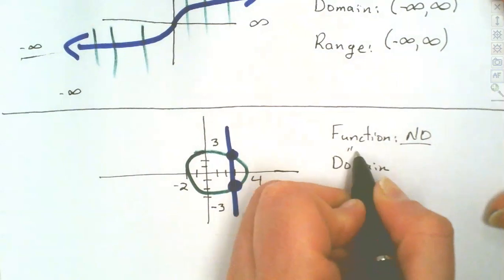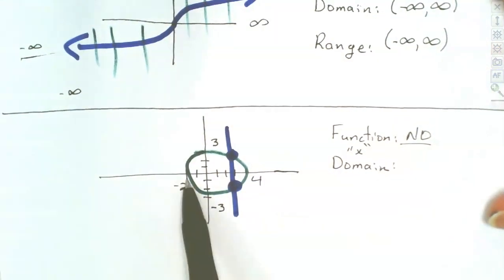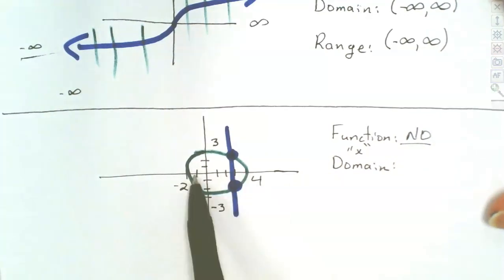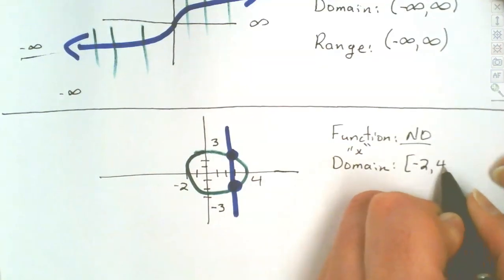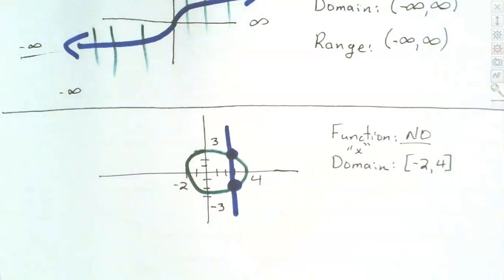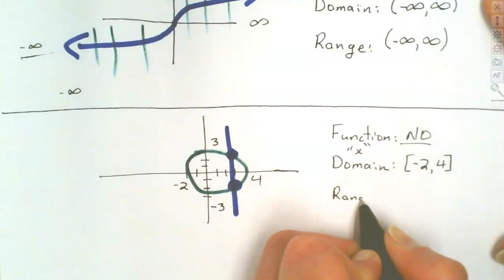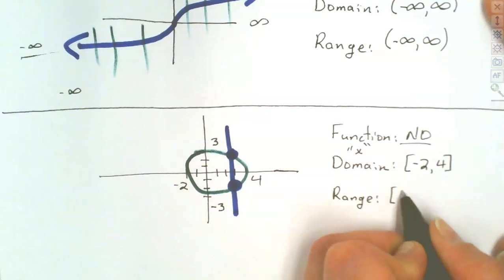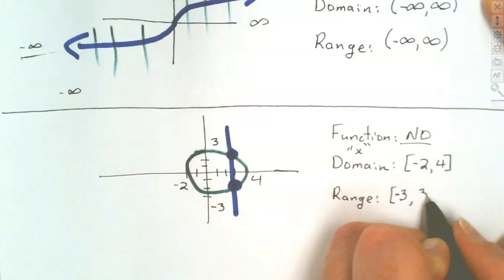Okay, the domain is the values of x. And this ellipse here is stuck between what? Well, it looks like minus 2 to 4 on the x-axis. What about the range on the y-axis? Well, on the y-axis, it looks like it's going to be about what? My graph is off a bit, but it looks like it's about minus 3 to what?